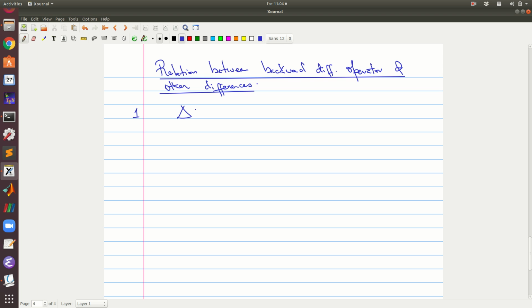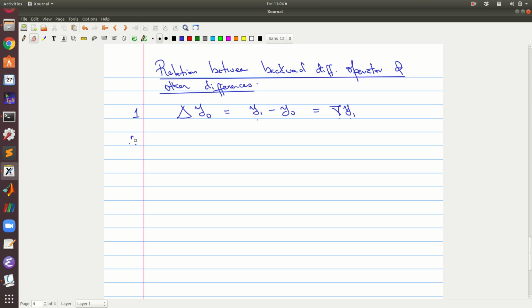The first forward difference evaluated at y0, by definition, we know is y1 minus y0, okay? However, we know that this is the same as the first backward difference evaluated at y1, because the first backward difference evaluated at y1 we said is y1 minus y0.